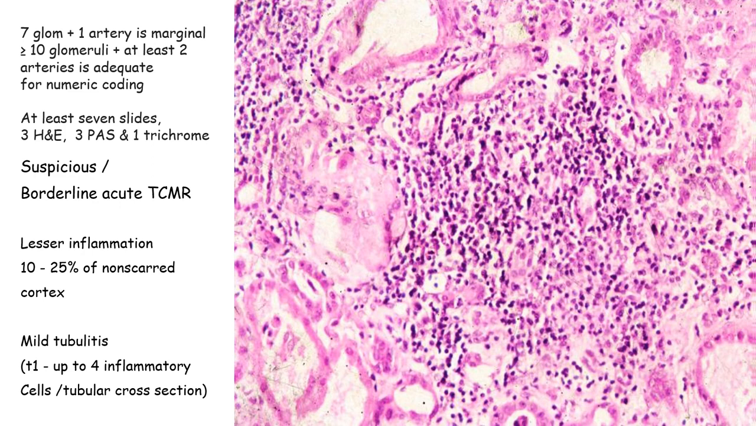Before I go into the morphology, the biopsy should have 7 glomeruli with at least 1 artery, but it would be nicer to have 10 glomeruli and 2 arteries to give an adequate BAF grading in the diagnosis. Most often 7 slides are examined and they are divided between the H&E staining, PAS and trichrome stains.